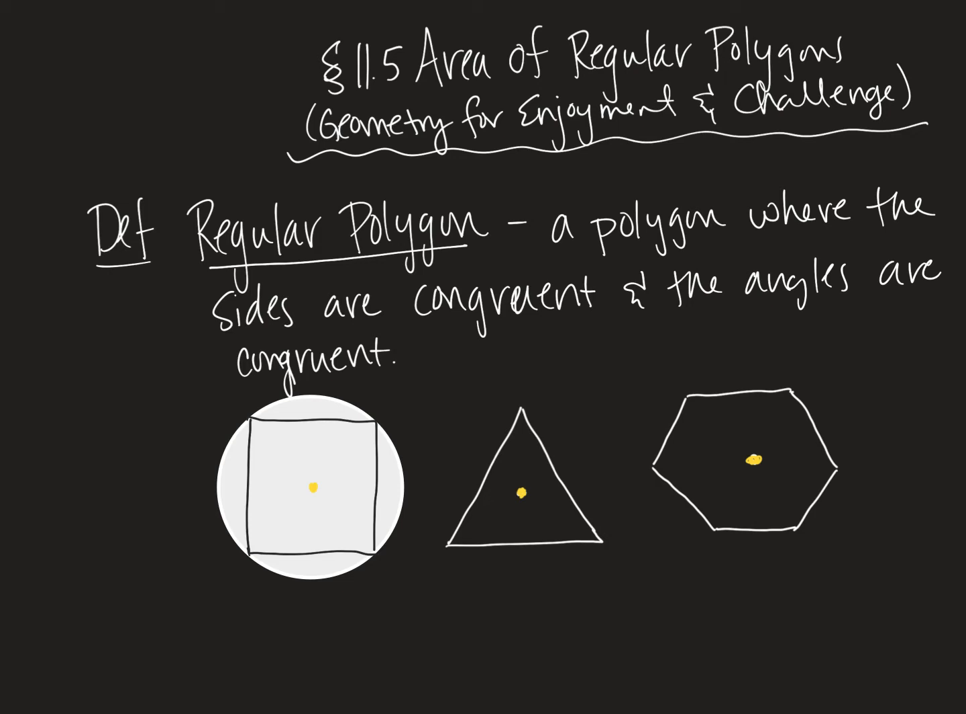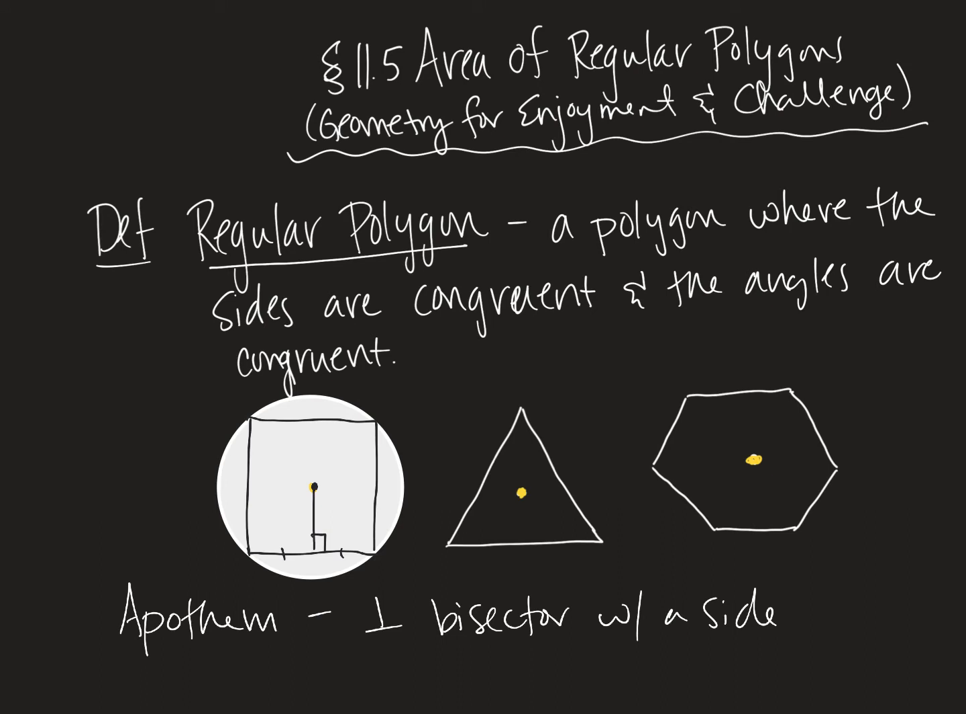So we have a new word called the apothem, and the apothem comes from the center of your circle, and it intersects one of the sides. It creates a right angle and it bisects. So it makes a perpendicular bisector. Your apothem is actually a perpendicular bisector of one of the sides.